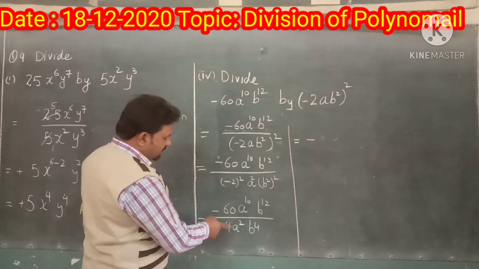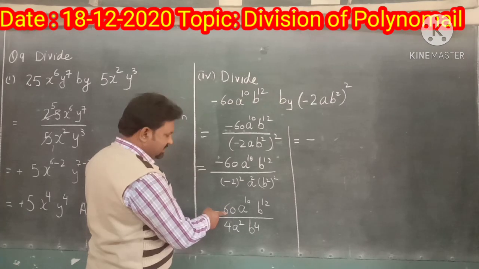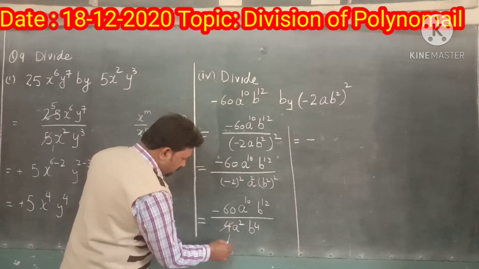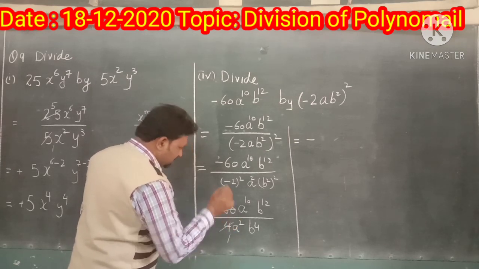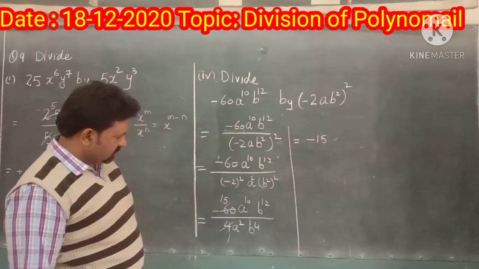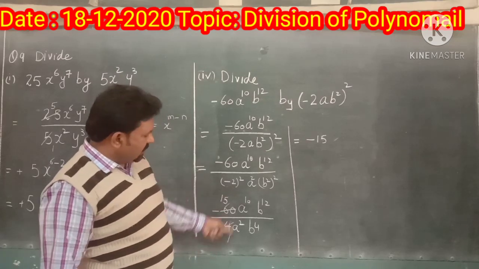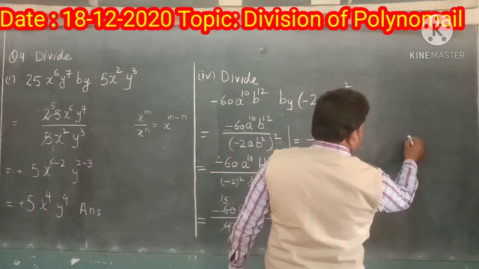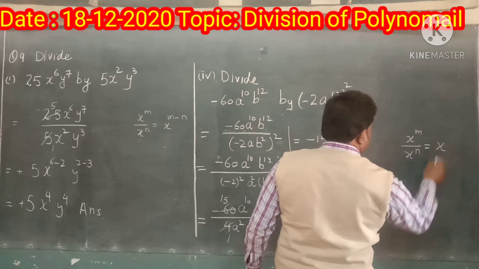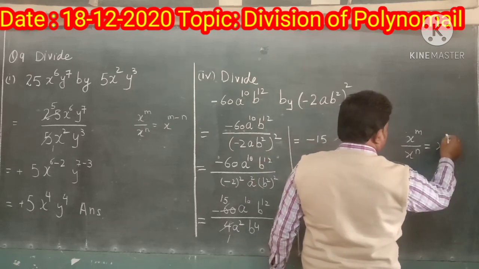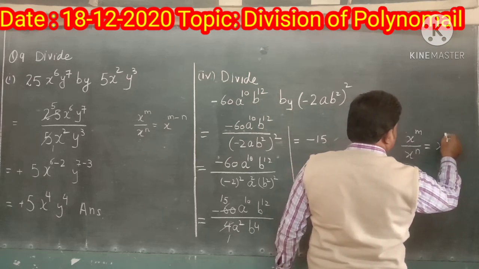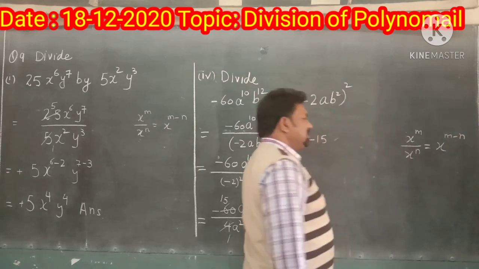Secondly, we will divide the coefficient. Its coefficient is 60, its coefficient is 4. So 60 divided by 4 means 4 ones are 4, 4 15s are 60. So the answer will come minus 15. Then we will apply the law, which one? x power m upon x power n. It means that we will subtract the power of the denominator from the power of the numerator, m minus n.